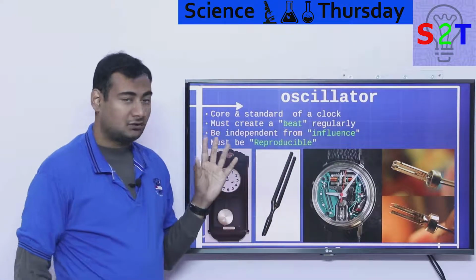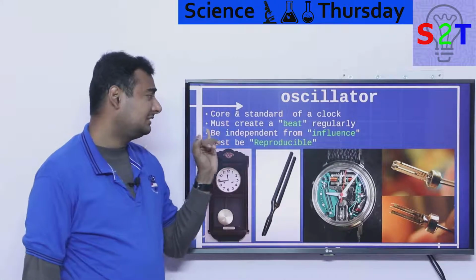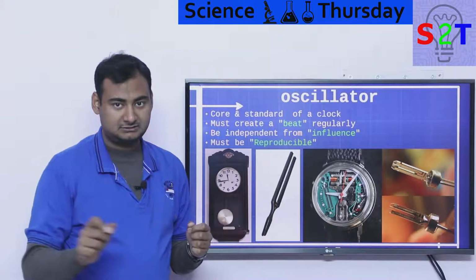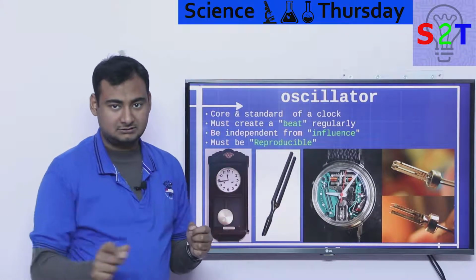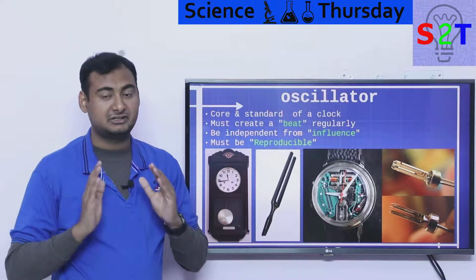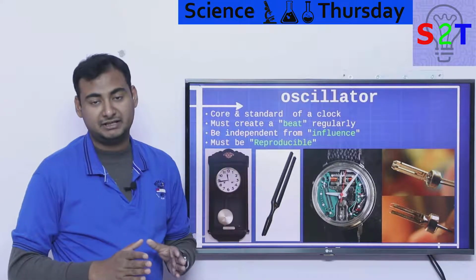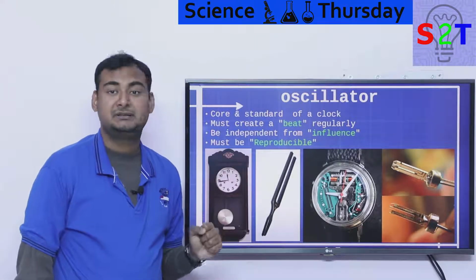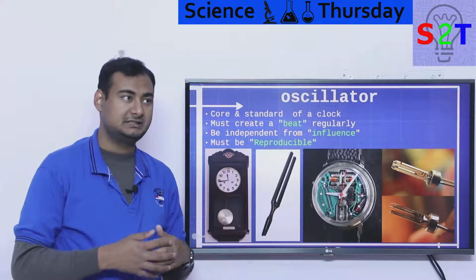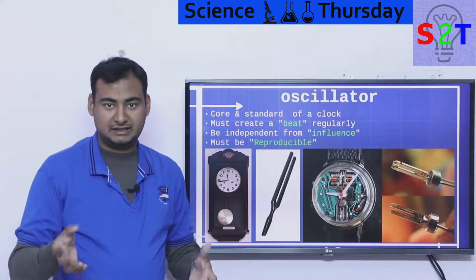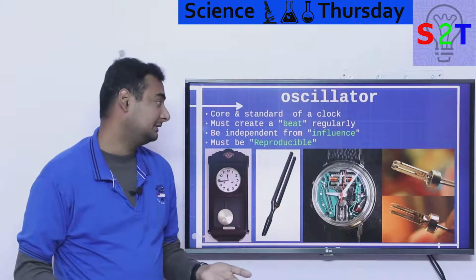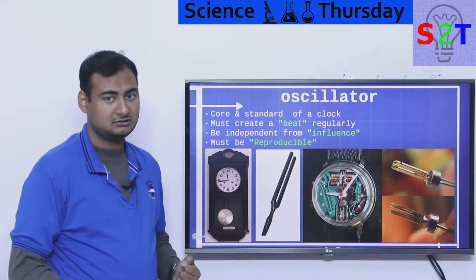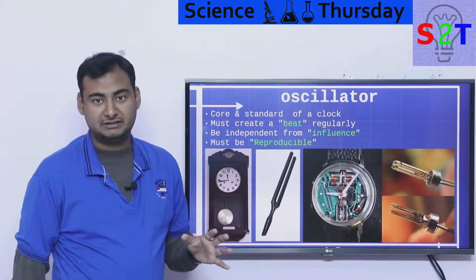Now, what the heck is this oscillator? An oscillator is something that creates a beat regularly. Basically a pendulum is going one way, that's a beat. Basically anything that regularly, with a defined interval, does something, we classify it as a beat or oscillator. Now it must be independent from influence. What does that mean? If you have a sand clock, it's not like you tilted it, yeah, it's not working basically. And if you have a sundial, a cloud comes up here, your clock says no longer working. So it must be independent from influences.